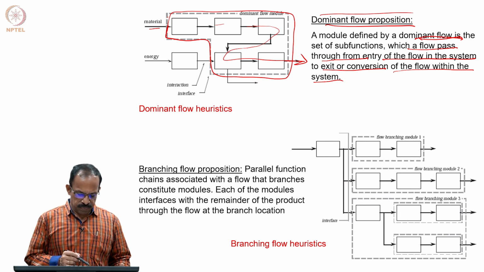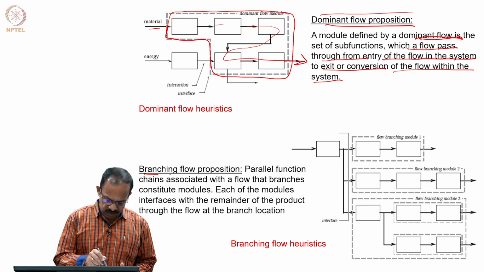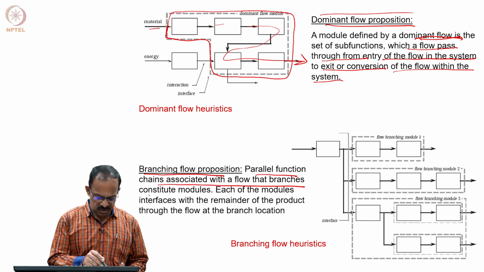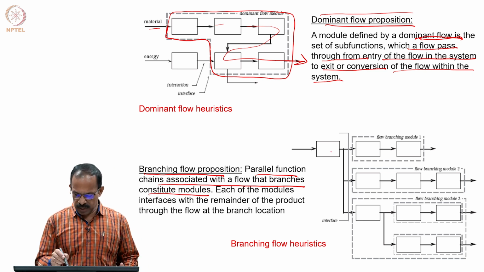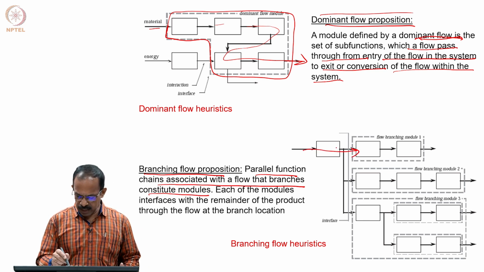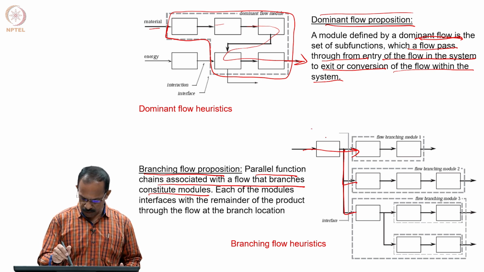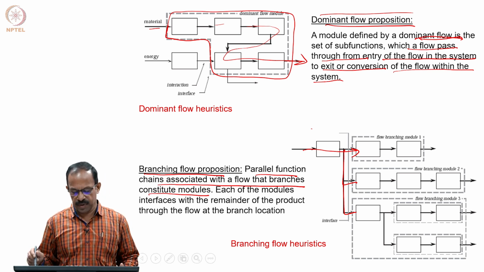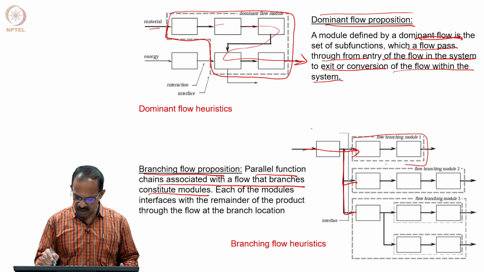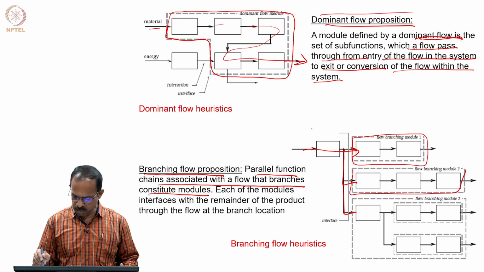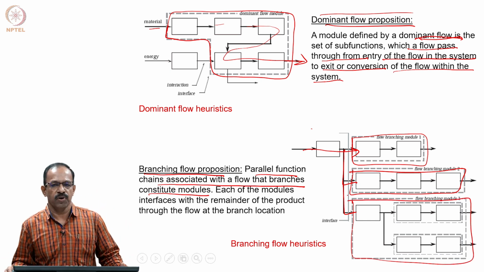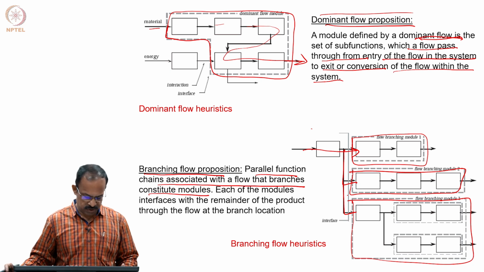Okay. And now the branching flow, as I told you: parallel function chains associated with a flow that branches constitute modules. You can see that something is coming here and then it branches out. Okay, this is the interface. It is coming here and then it is branching out to different branches. So, we will take all these as the modules. Potential branching modules 1, 2, 3 like this we will take. So, this is known as the branching flow heuristics or branching flow modules.